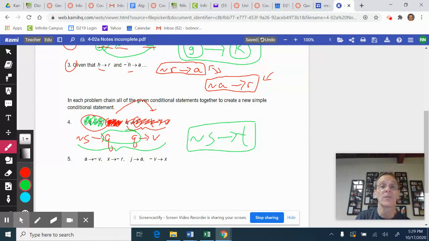Okay? Now, the other perfectly good answer to this question is the contrapositive of this one. And some of you might have come up with that. Not T implies S. Either one of these answers is perfectly acceptable. And again, you do not have to give me both. Okay?